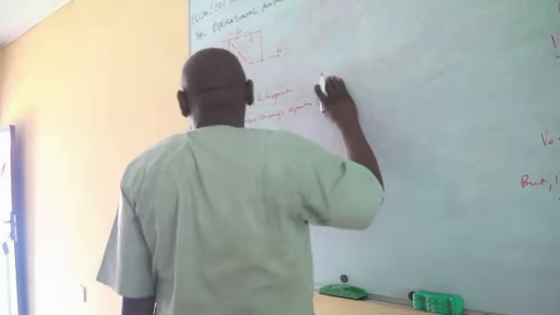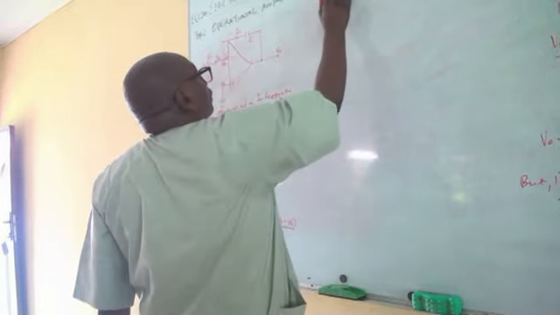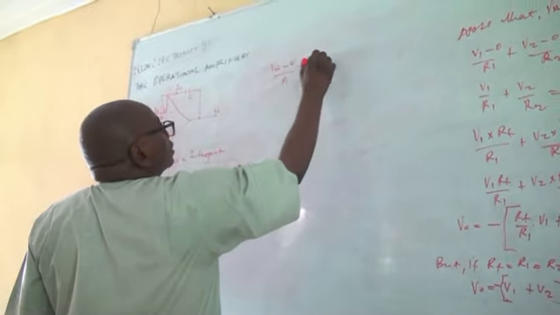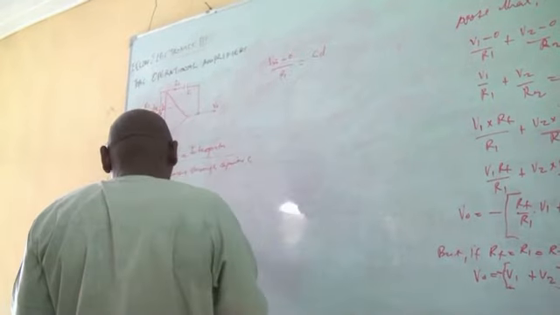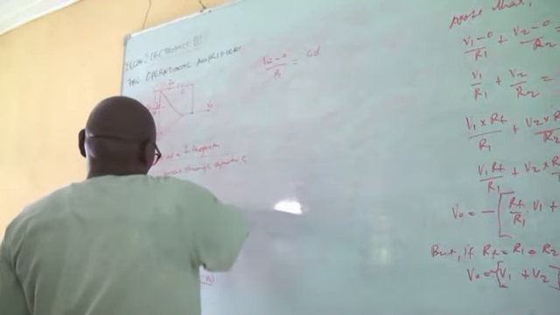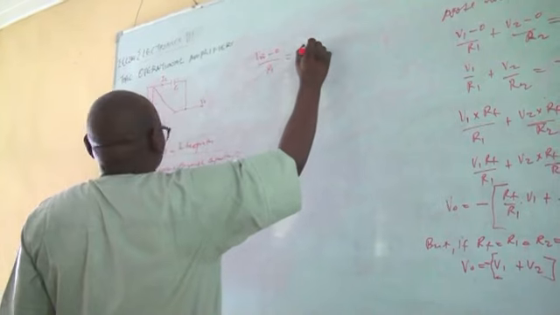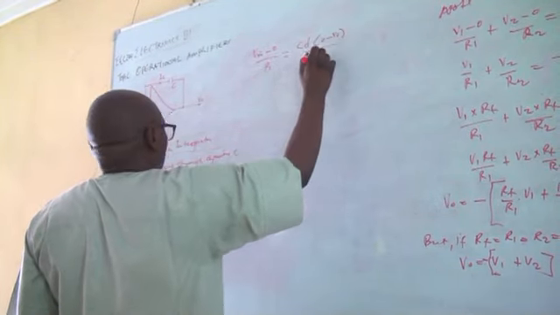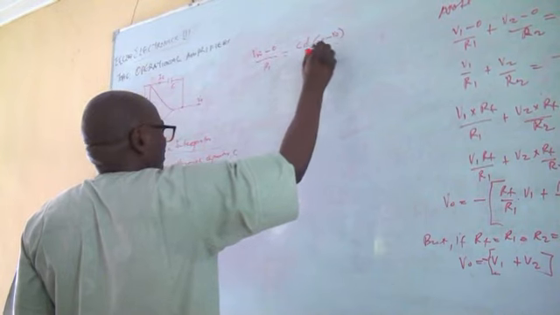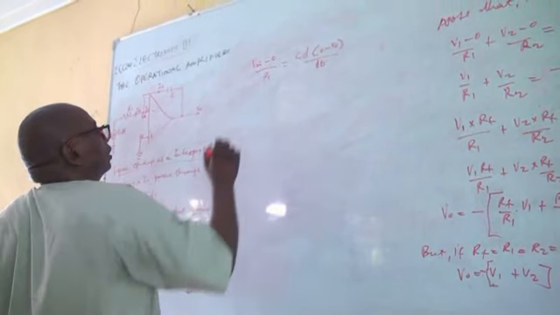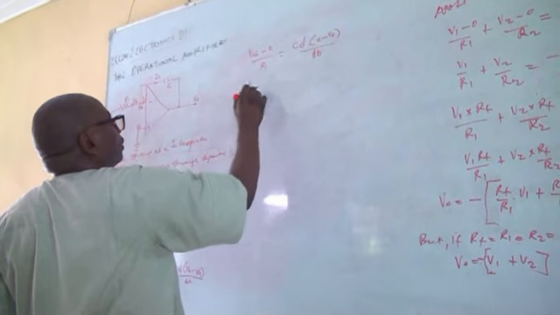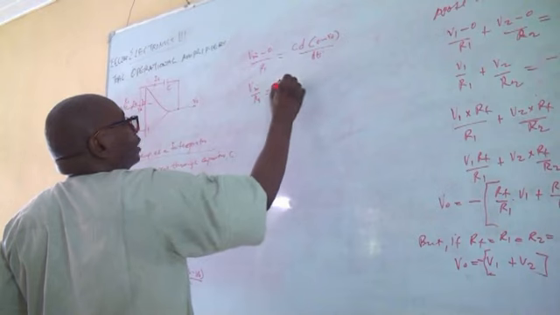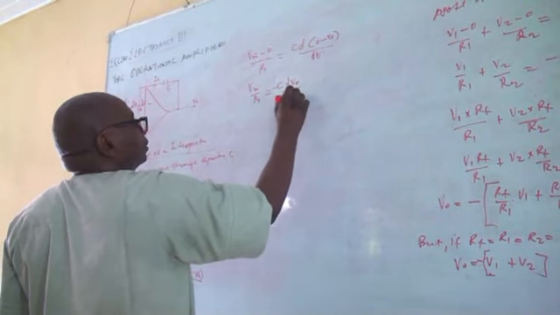So that gives you (VA minus 0) over R1 equals C d(0 minus V naught) over dt. This gives Vin over R1 equals C d(minus V naught) over dt.